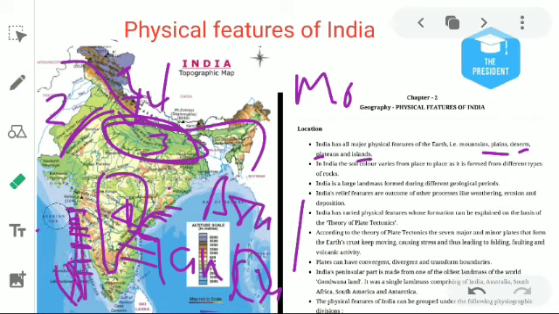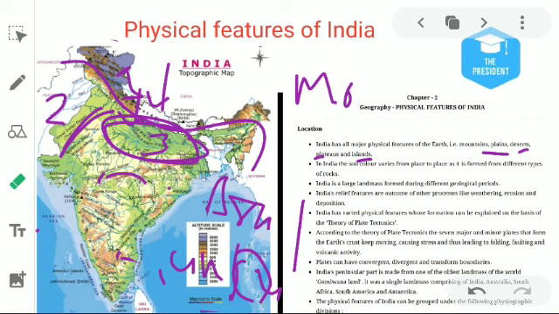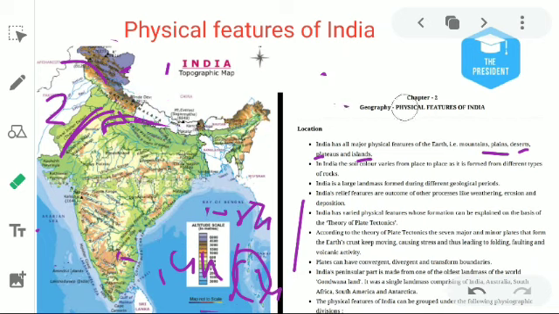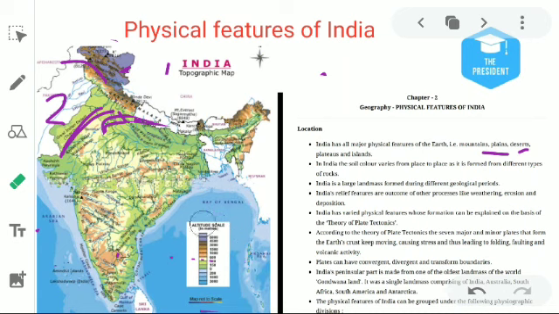So can you guess, these physical divisions couldn't have been formed in one day. They took millions or billions of years to form all these structures, all these physical features. I have discussed this: India is unique in the whole world. India is the only country where all types of physical features are found.